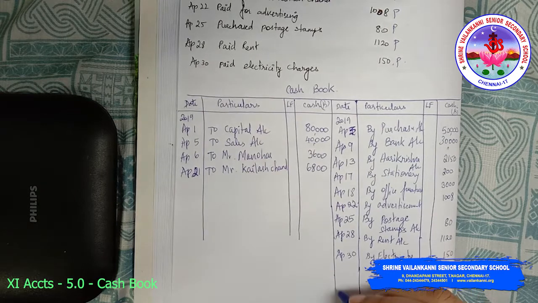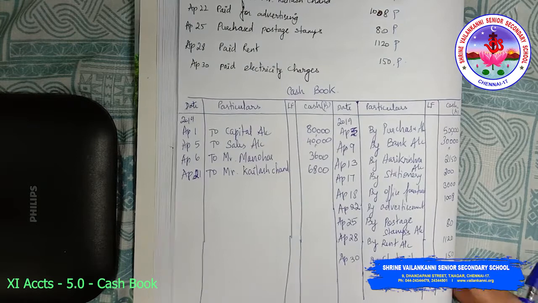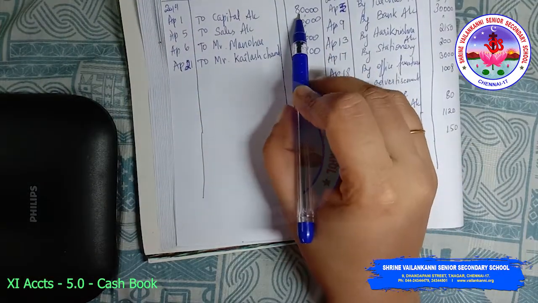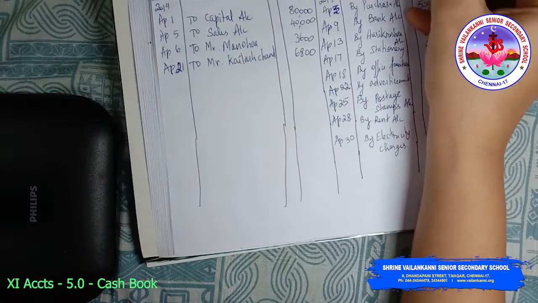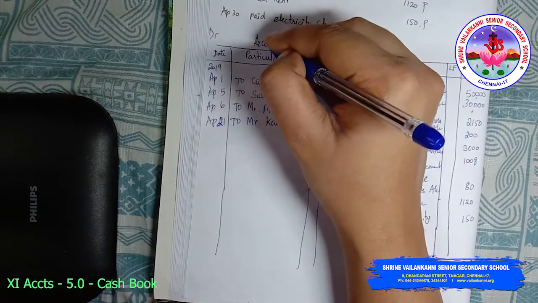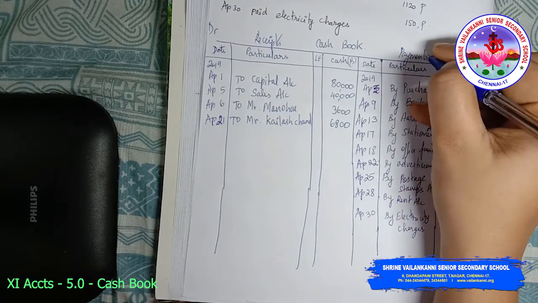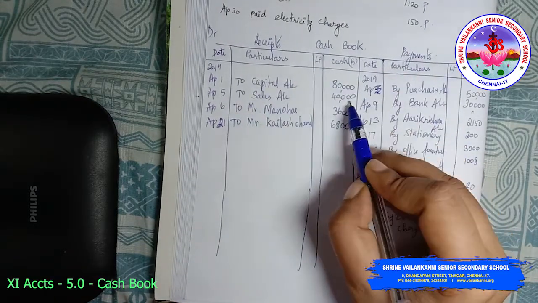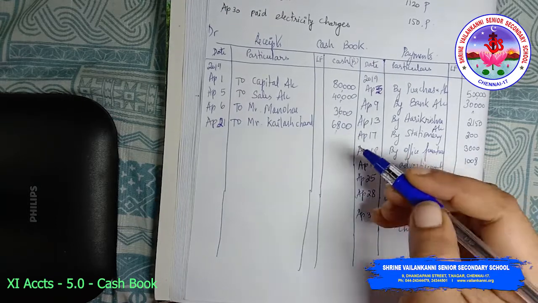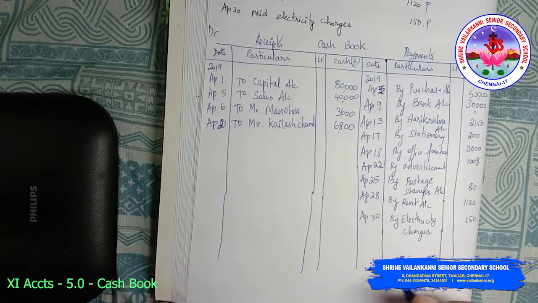A little more, because we have to balance this cash book. So how I am going to balance, just look into this. Debit side of the cash book, credit side of the cash book. The debit side of the cash book contains all receipts, the credit side contains all payments. So 80,000 plus 40,000 plus 3,600 plus 6,800. The total comes to 1,30,400.